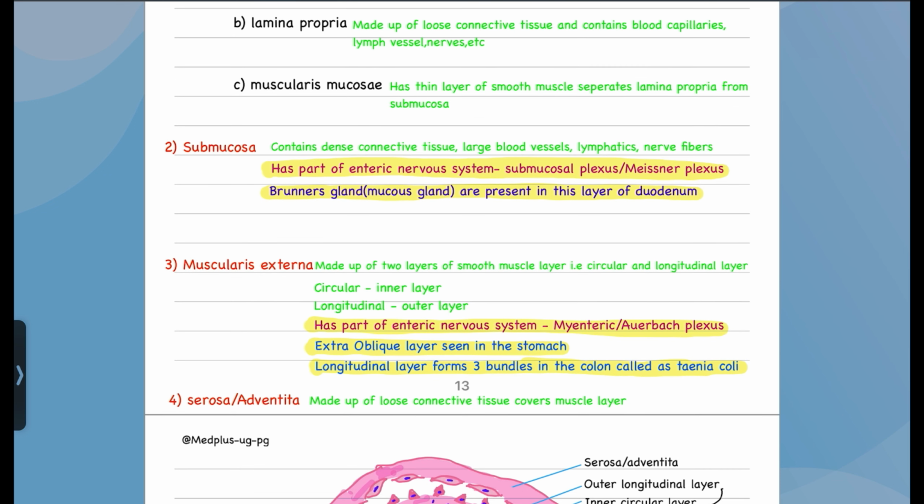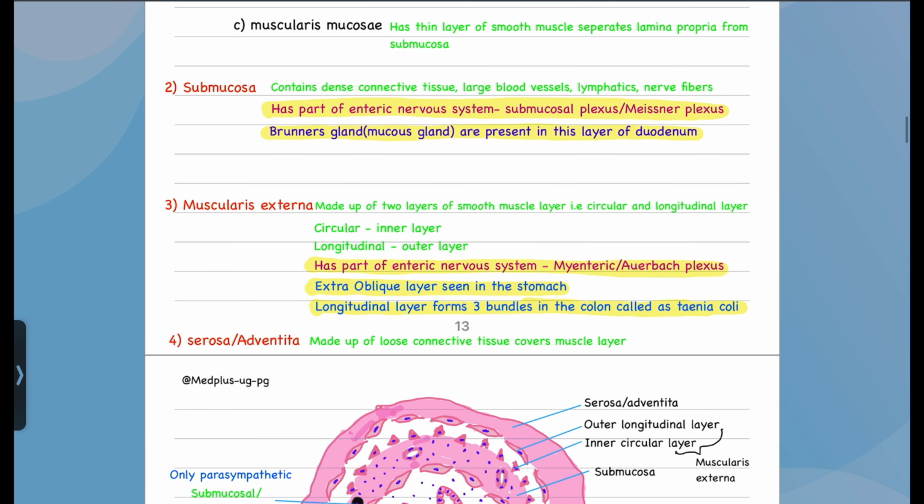Muscularis externa. It is made up of 2 layers of smooth muscle, circular and longitudinal. The circular layer is the inner layer, and the longitudinal is the outer layer. And muscularis externa has the second part of the enteric nervous system, which is myenteric or Auerbach plexus. And here we have 2 peculiar points to remember. There is an extra oblique layer in the stomach. As we have seen, there are only 2 muscle layers, circular and longitudinal, but the stomach has a third layer which is called the oblique layer.